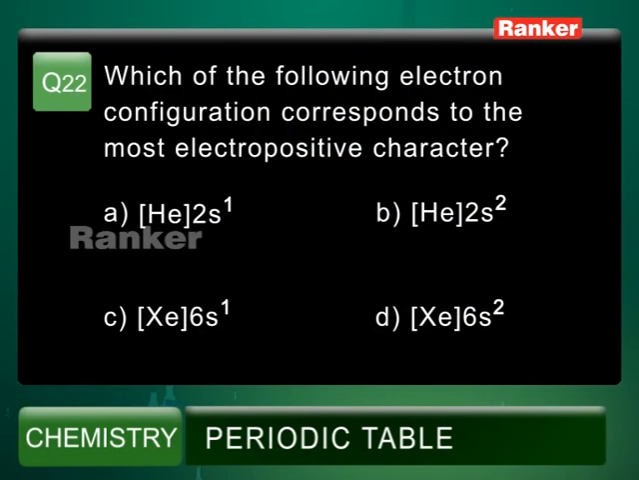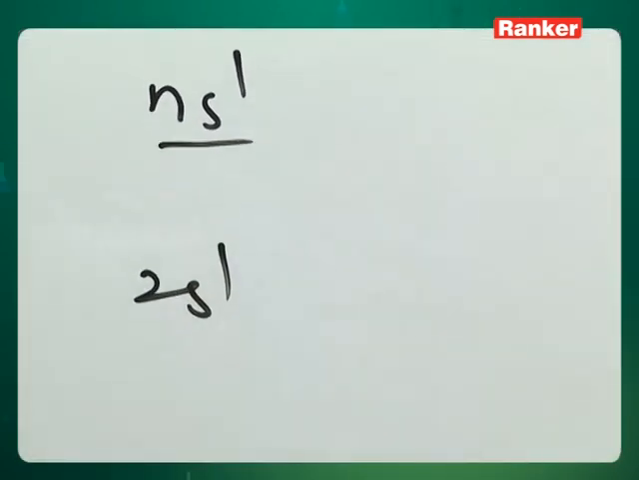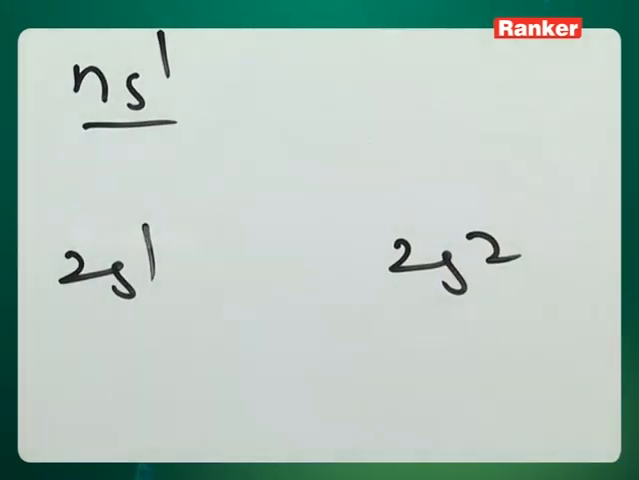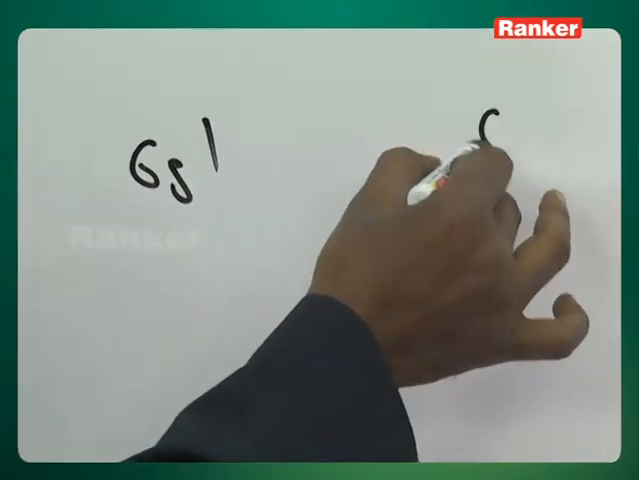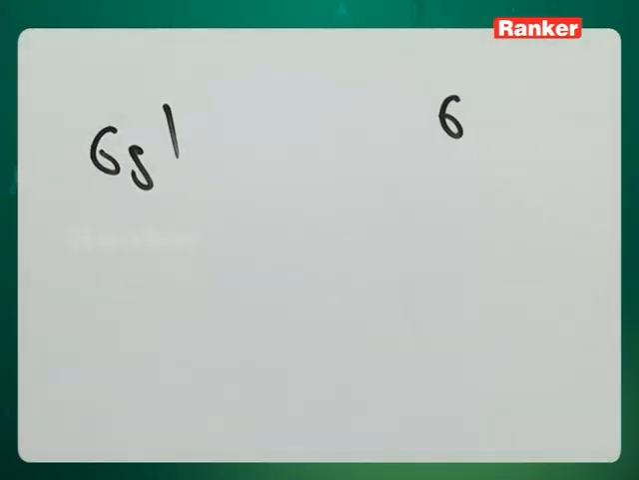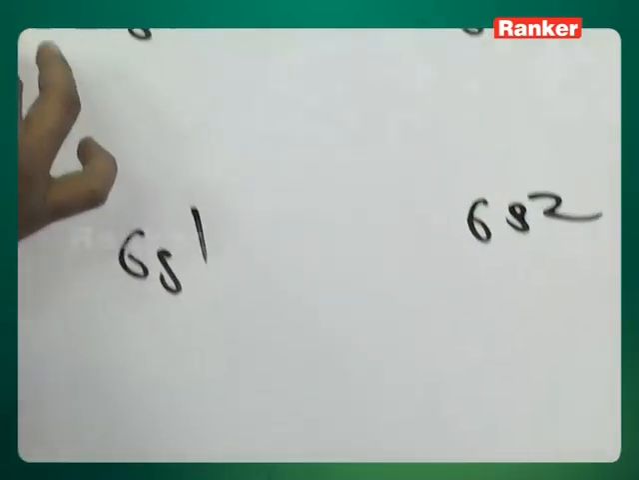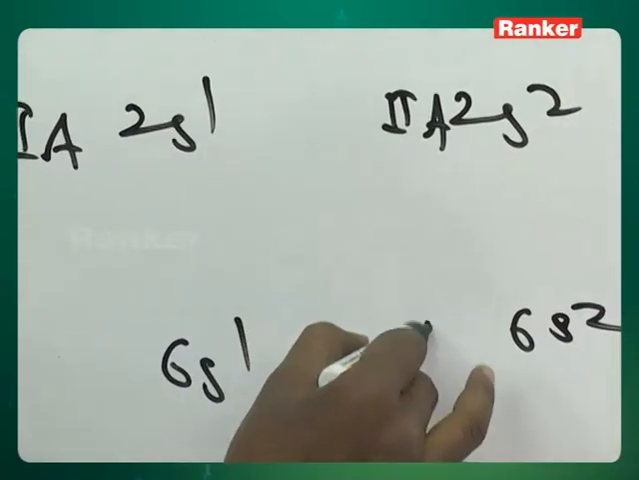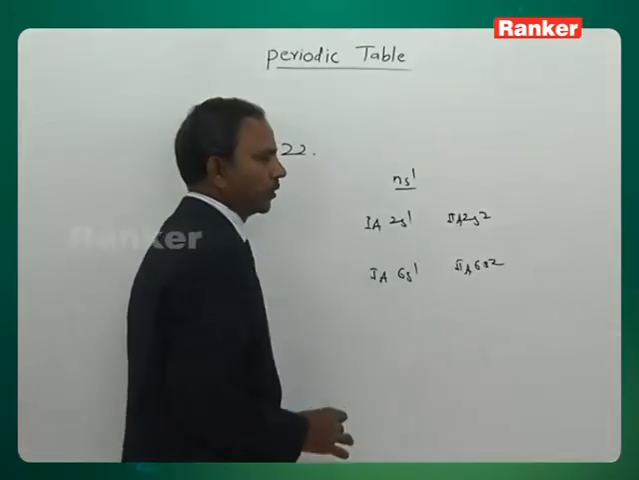Option A is given as what? 2s1. Option B is given as what? 2s2. Option C is given as what? 6s1. Option D is given as what? 6s2. This first option represents the first A group. This is the second A group. This is also the second A group. This is also the first A group.